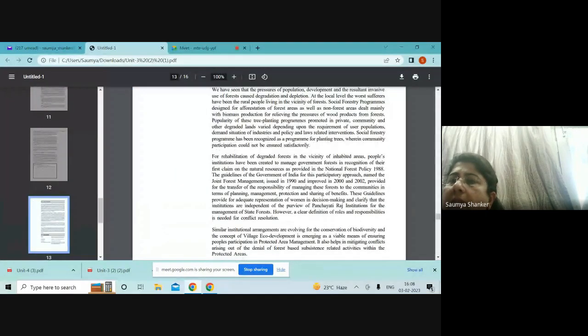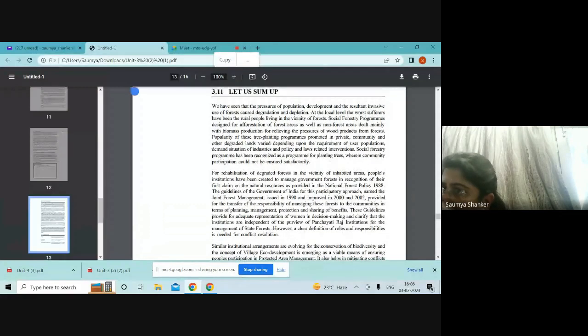So as a year, if we look at what they have given, and they have summed up this entire unit, as you can see on my screen, they are basically saying that for the rehabilitation of degraded forest in the vicinity of the inhabited areas, people's institutions have been created to manage these government forests in recognition of their first claim on the natural resources.